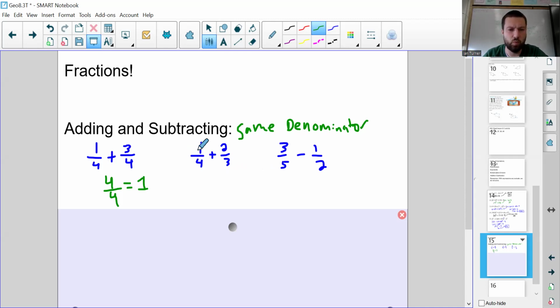So we're going to turn this 1/4 into 12ths, so we're going to multiply by 3 over 3. Now remember, that is totally okay because we're multiplying by 1. 3 over 3 is just 1. We can always multiply by 1. It doesn't change anything.